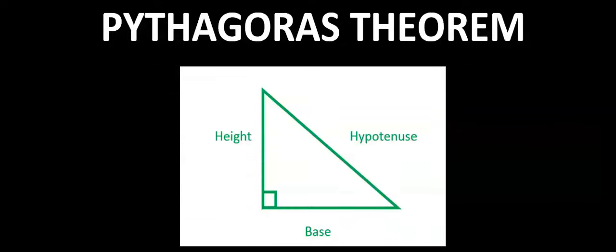Number 2. To apply Pythagoras theorem, the internal angles of the right-angled triangle are negligible. That is not our concern.